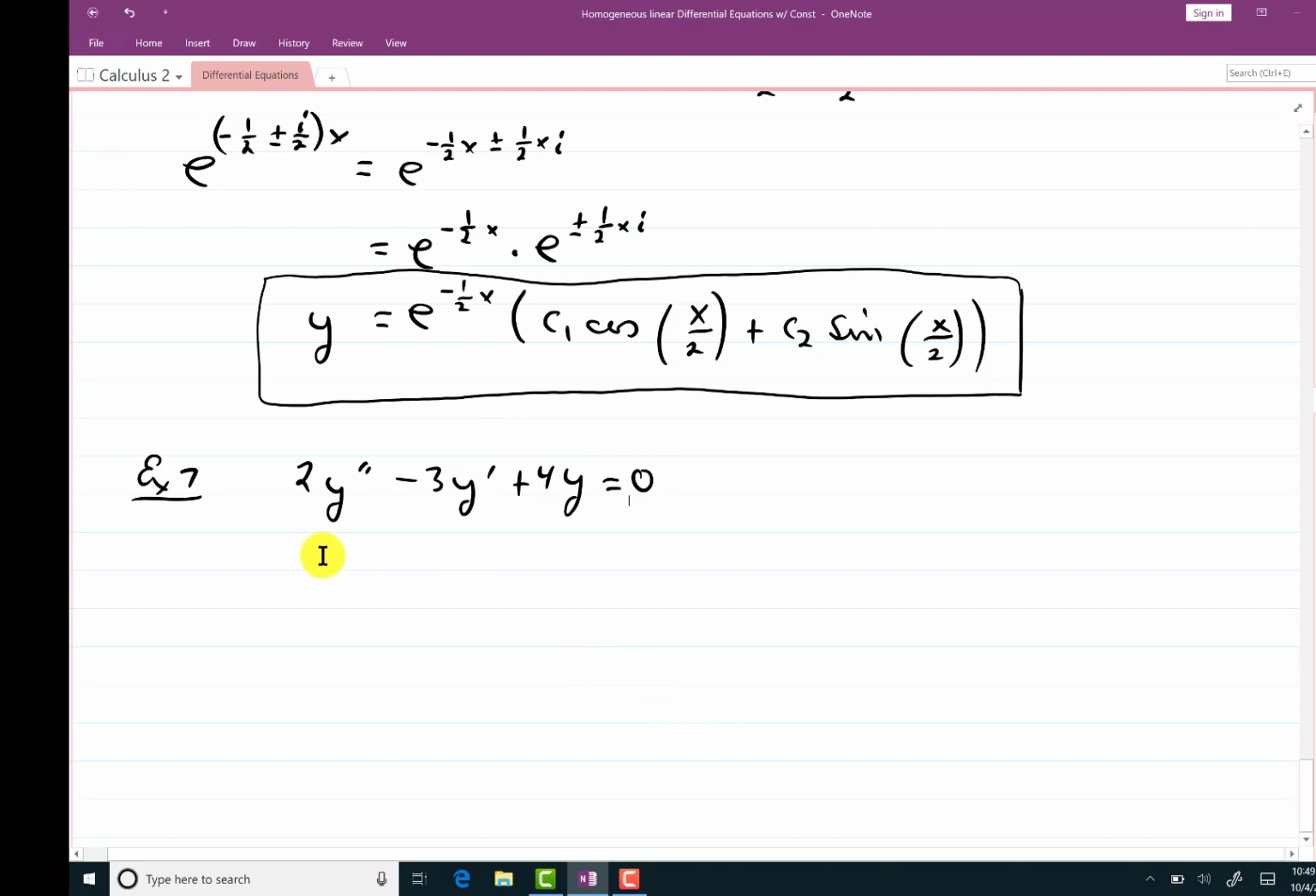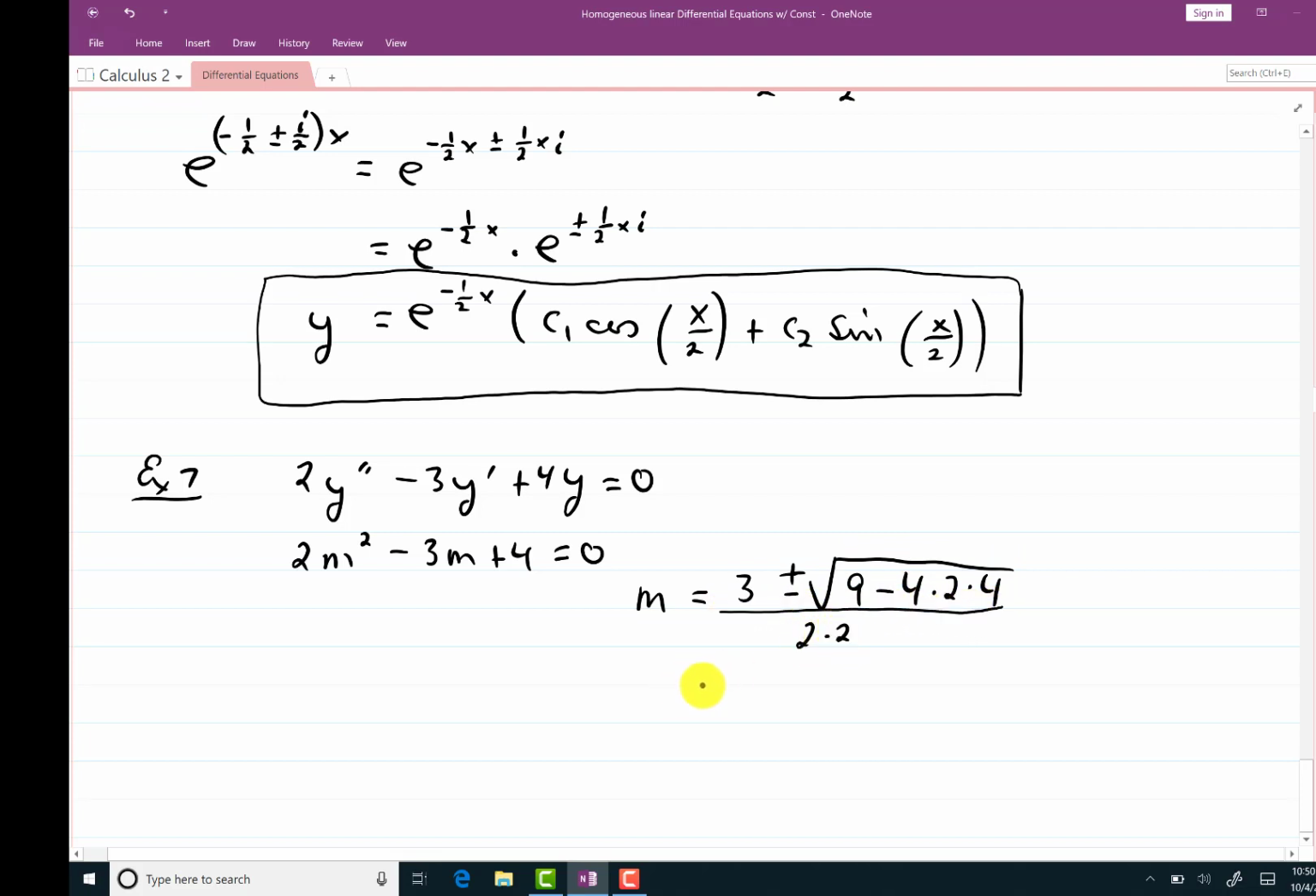And it will immediately go to 2m squared minus 3m plus 4 equals 0. It may factor or it may not. I really don't care. I know this formula well enough that I'm not going to bother with trying. So we have negative b plus and minus b squared, which is 9, minus 4 times a, which is 2, times 4, which is c, all over 2 times 2. So we have 3 plus and minus.